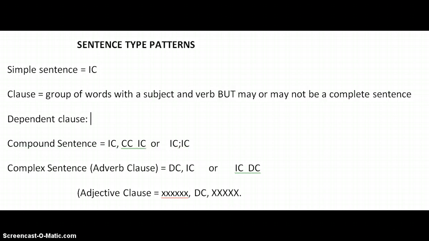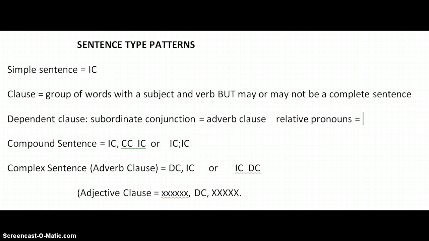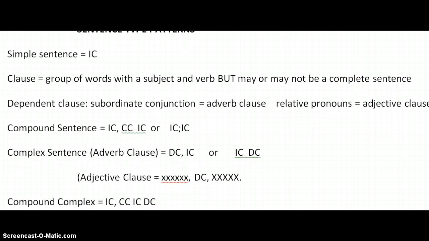And the two types of dependent clauses we've looked at would be one that starts with a subordinate conjunction, which is our adverb clause, and then ones that start with relative pronouns, and those are our adjective clause. Okay. All right. So let's look now at the various types.